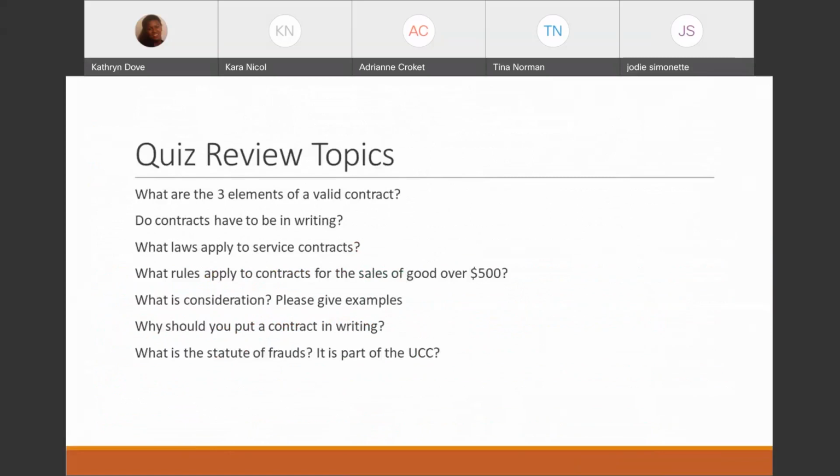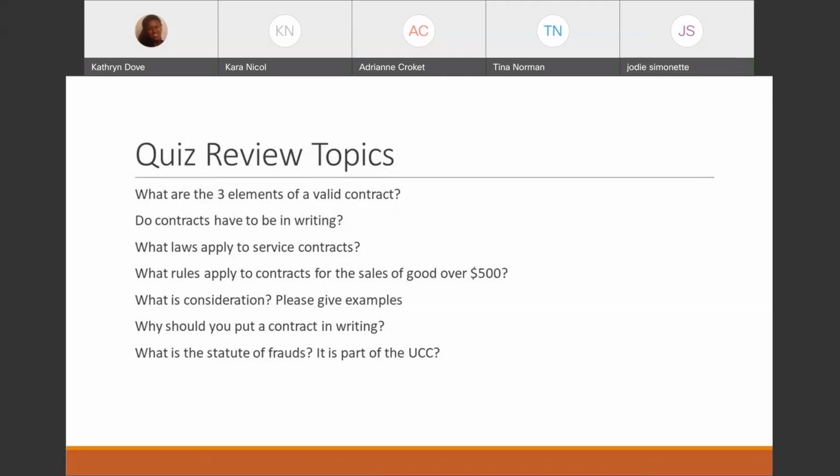So let's go to that second question, Adrian. Is the statute of frauds part of the UCC? Yes. You got it. There is a specific provision in the UCC for contracts for the sale of goods. But the statute of frauds exists even if you're dealing with service contracts as well. Any contract that cannot be performed within a year.